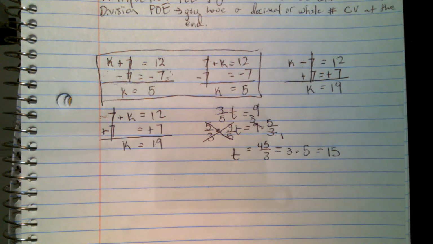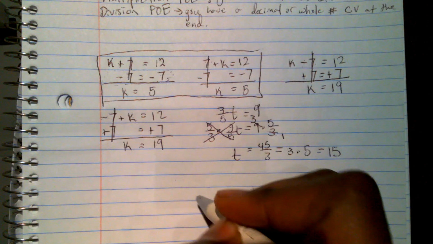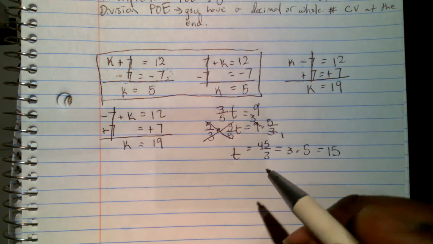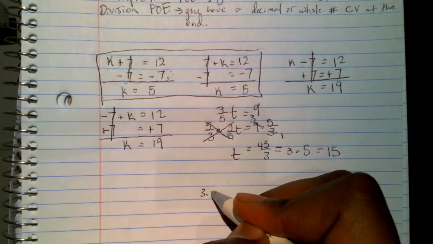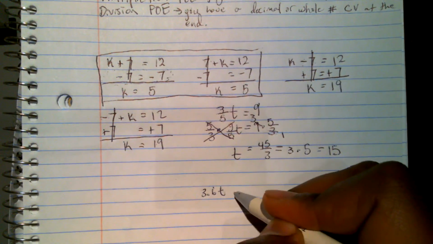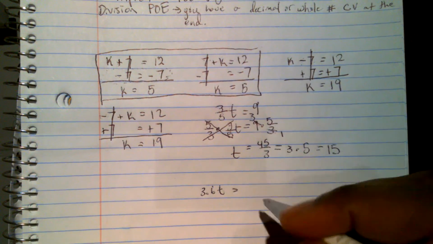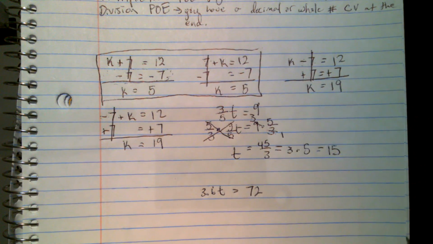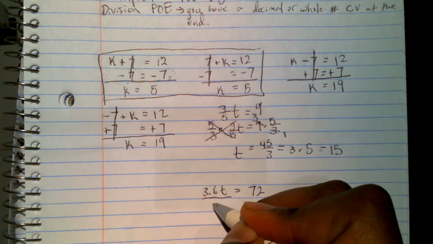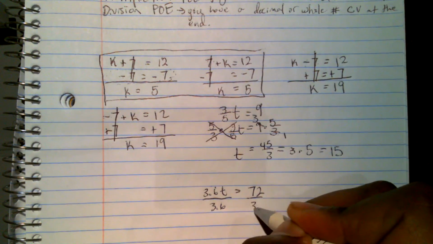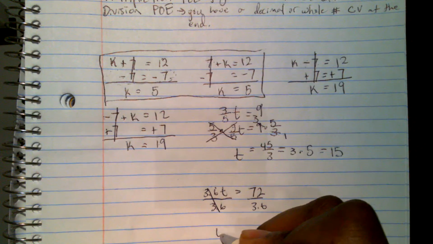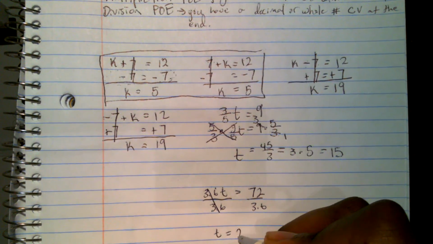So that's what I like about the multiplication property of equality. Now the division property of equality works in a similar fashion. I see it as much easier. So let's say I got 3.6 t equal to 72. With this, since I have either a whole number or a decimal, I can simply divide by 3.6. And when I divide, my answer will be 20.